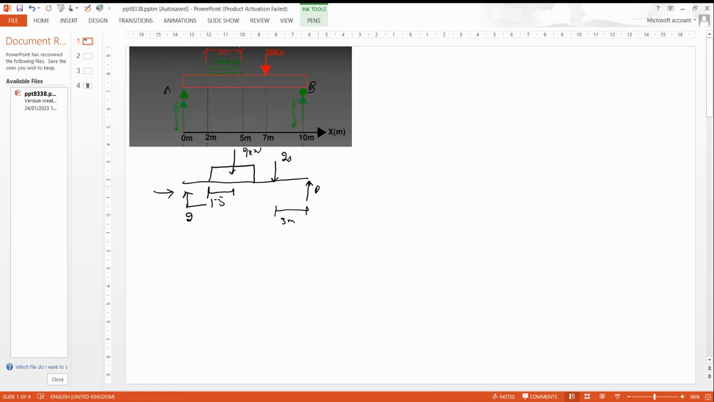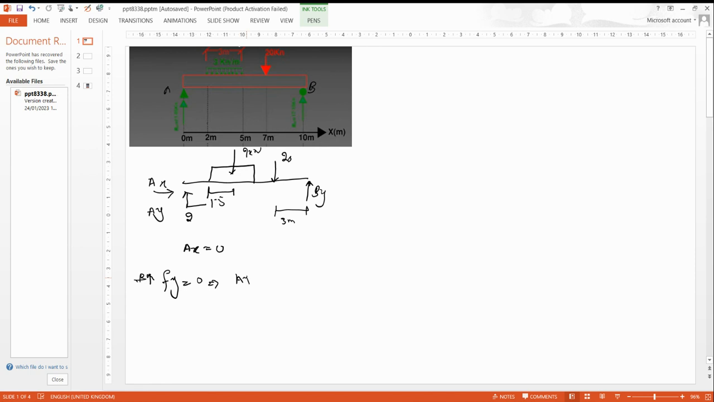This point is B, and this one is Ay and Ax. There are no axial forces, so Ax will be equal to 0. So use the sum of Fy from the equilibrium equation, with upward positive and downward negative, and the sum of Fy equal to 0.